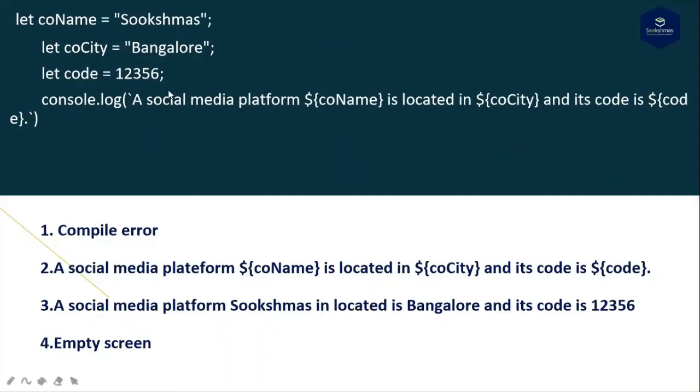And this is what we have just used: template literals and a dollar symbol with the name. What it does here is fetch the name, whatever variable values we have considered, those values will appear, and the output will be a social media platform. Sookshmas is located in Bangalore, and its code is 12356. Okay, this is the first question.